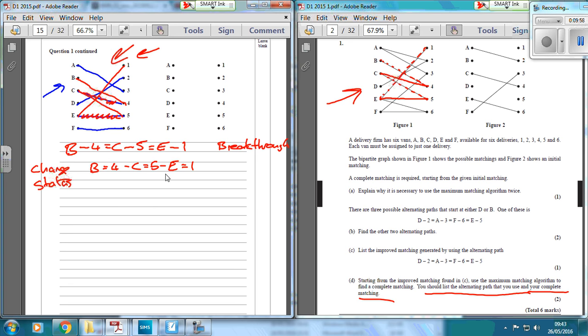So the complete matching now, I'm going to write this down, complete matching: A to 3, B to 4, C to 5, D to 2, E to 1, and F to 6. Don't just list the ones that we've changed, list all of the ones. And there you go, that's the first 6 marks on question 1.